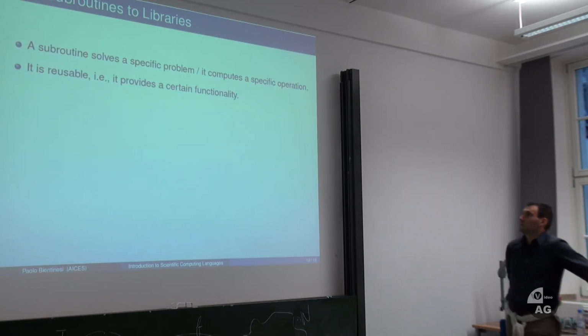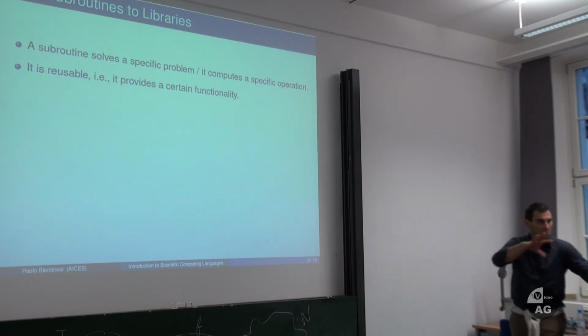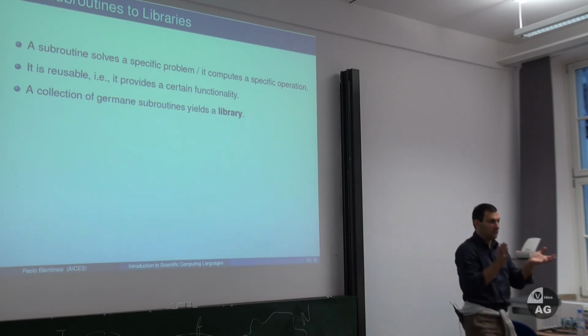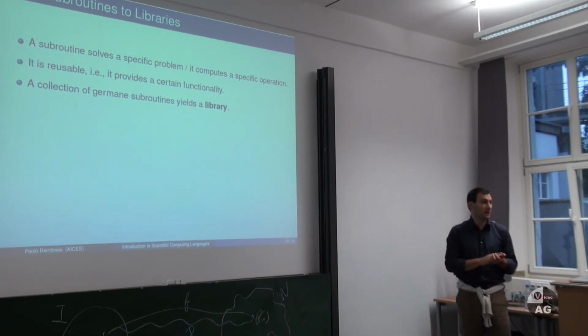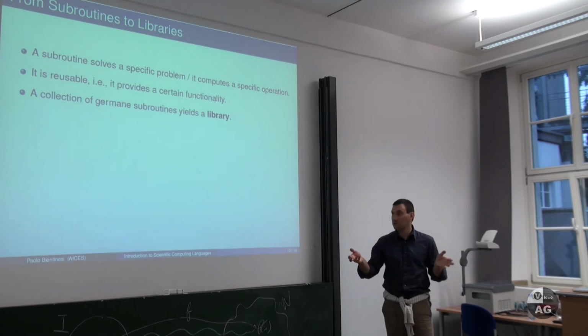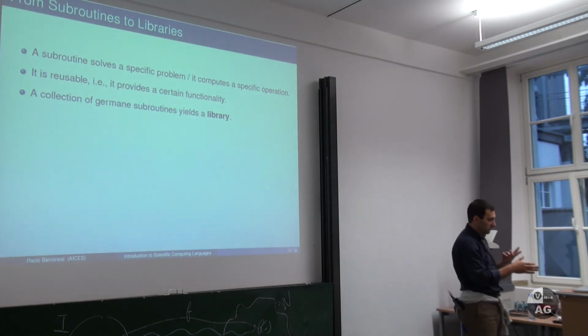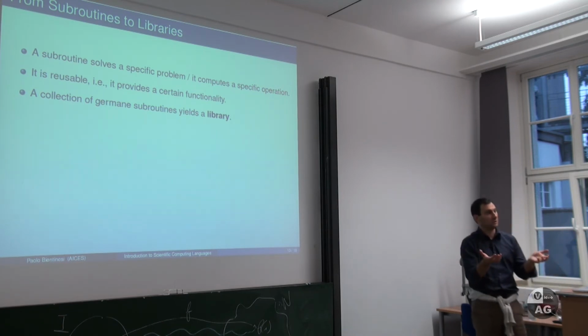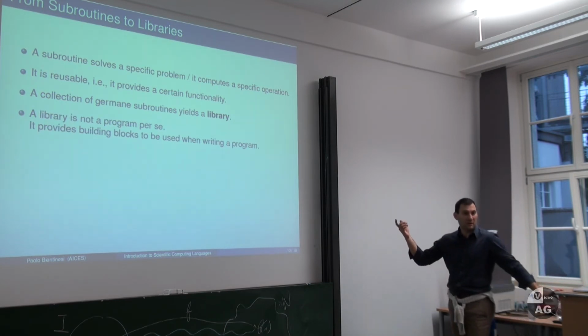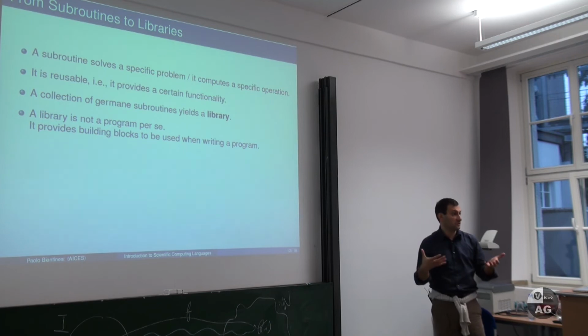From subroutines to libraries. A subroutine solves a specific problem. Subroutine, procedure, function. It computes a specific operation. And as I said, it's reusable. You can take it and use it in different parts of the code. If you have a collection of subroutines and all of them do something similar, then you have a library. For instance, if you want to sort and you have different functions to do sorting, quick sort, merge sort, bubble sort, and so on, you can put all these routines together and they form a library. A library is not a program. You don't execute a library. A library is a collection of functionalities.